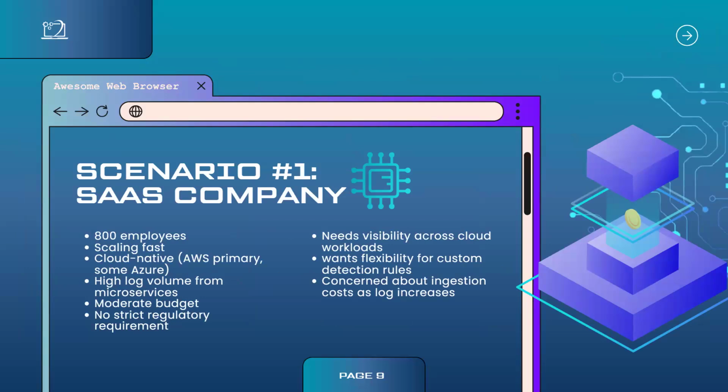One company with software as a service. We've got 800 employees. They scale fast. They're cloud native, mostly AWS, sometimes they use Azure. High log volume for microservices, moderate budget, and no strict regulatory requirements. They need visibility across cloud workloads. They want flexibility for customers. They're concerned about.